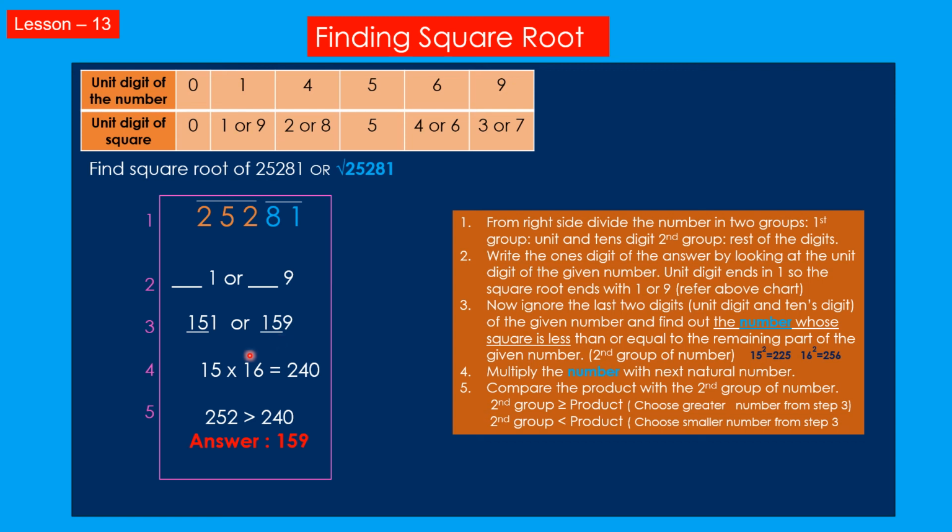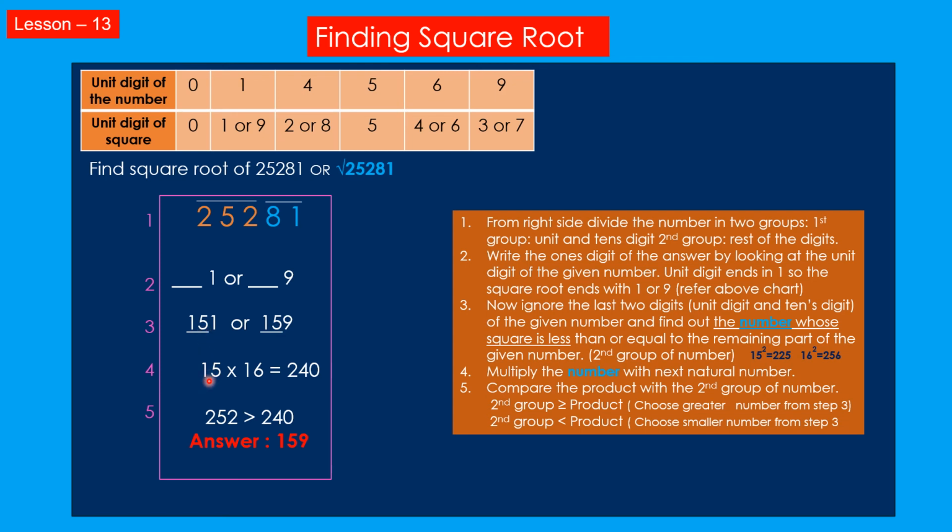Alright, so the next step, step 4, is you take the number you found here, like 15, and multiply it with the next natural number. So 15 times 16 is 240. And in the last step, you compare the product, 240, with the remaining digits, that is 252. So how do you compare? If 252 is greater than 240, then you choose the greater number from step 3. But if your product is greater than 252, then out of these two numbers you choose the smaller number.